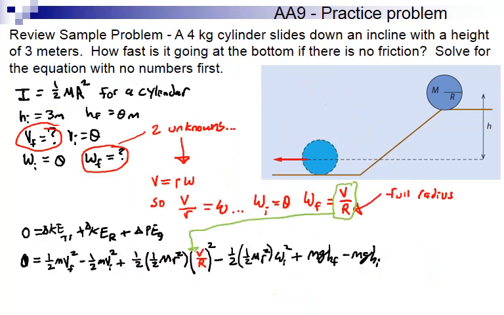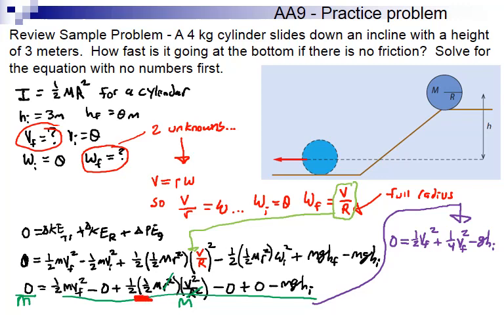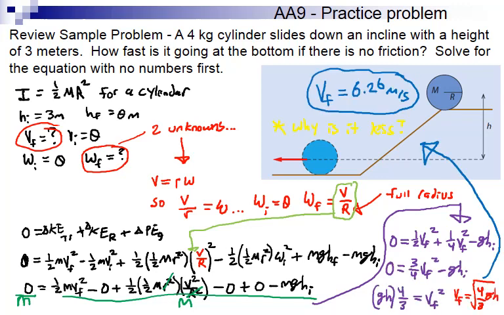All right, so we should get there with our radiuses cancel out. We can cancel mass from both sides. We'll get 0 equals 1/2 v final squared plus 1/4 v final squared minus gh initial. That 1/4 comes from the 1/2 being multiplied. And we should get 6.26 meters per second at the bottom. And yeah, it's moving less than it would be because some of that energy is turning into rotational energy as it spins.